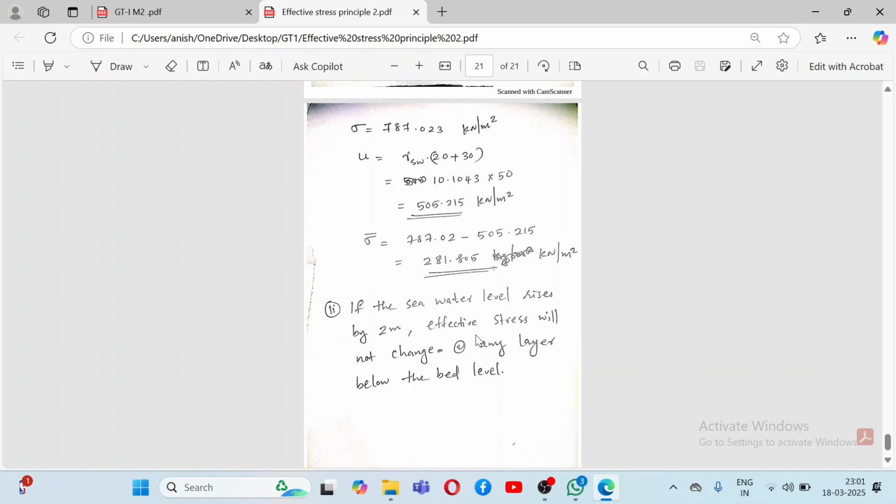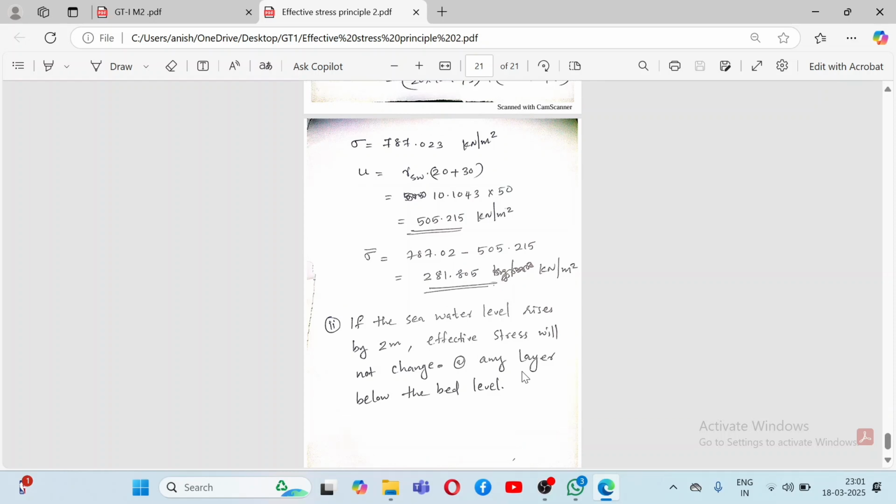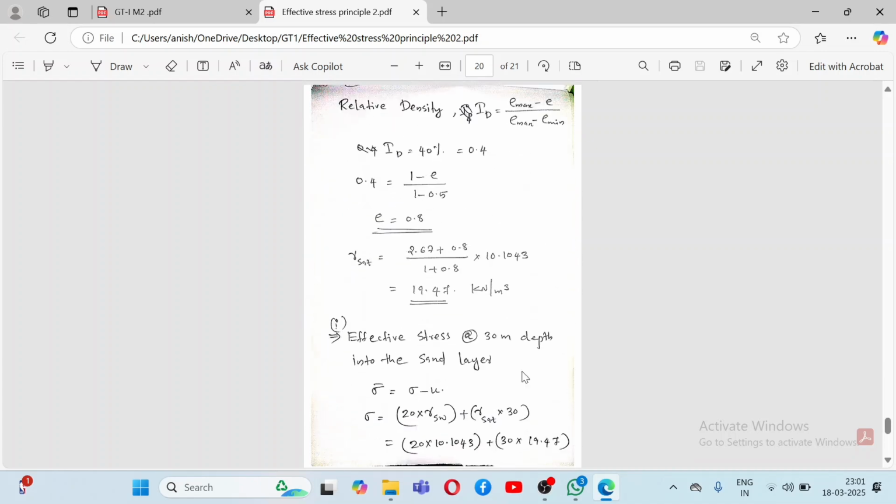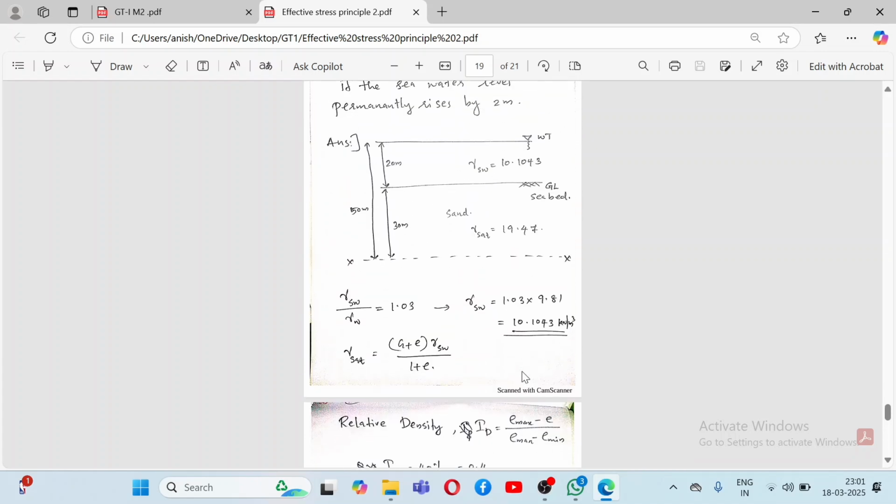If the sea water level rises by 2 meters, the effective stress will not change at any layer below the bed level. So below the bed level there will be no change in effective stress even though the sea level increases to whatever height is mentioned. That is one of the important questions.